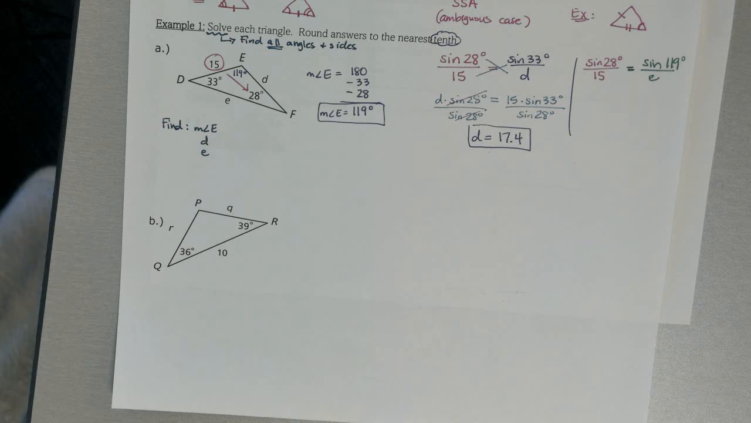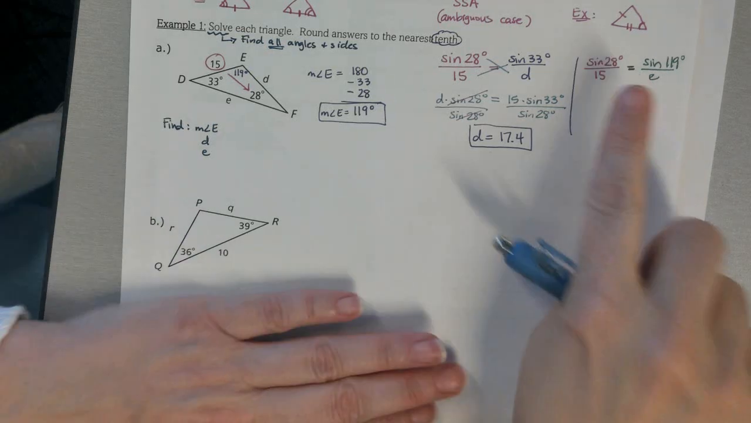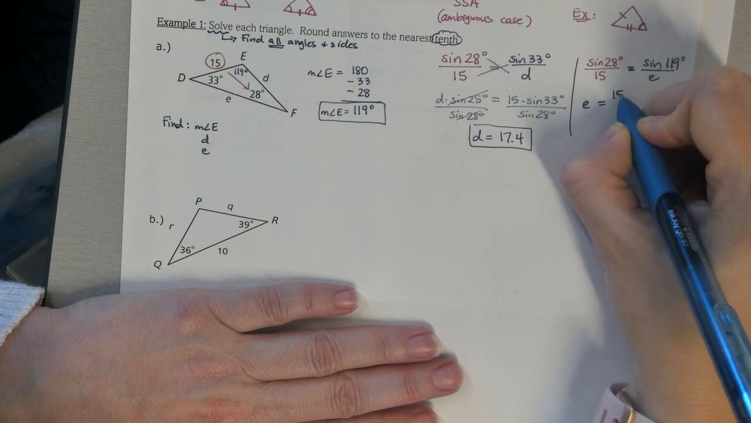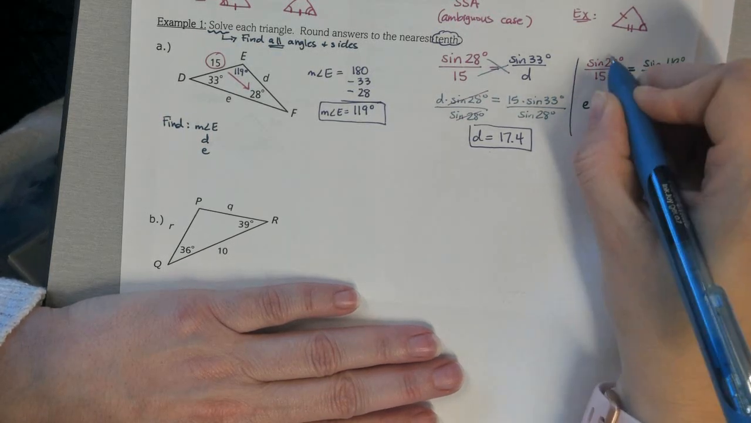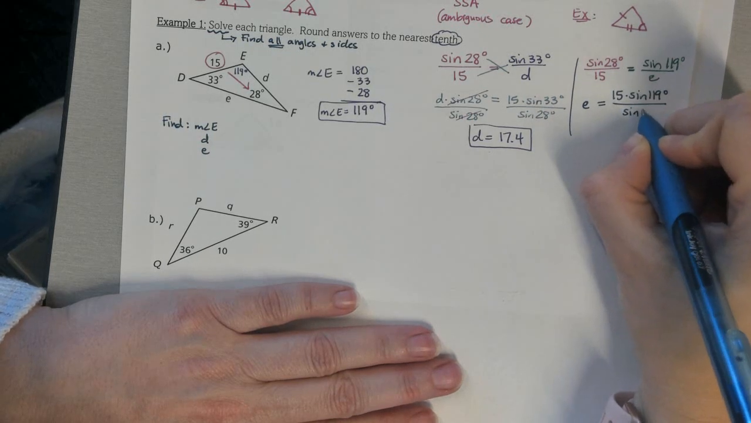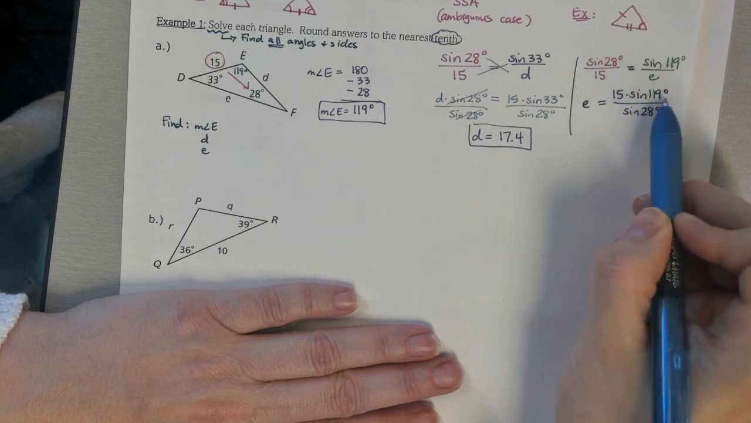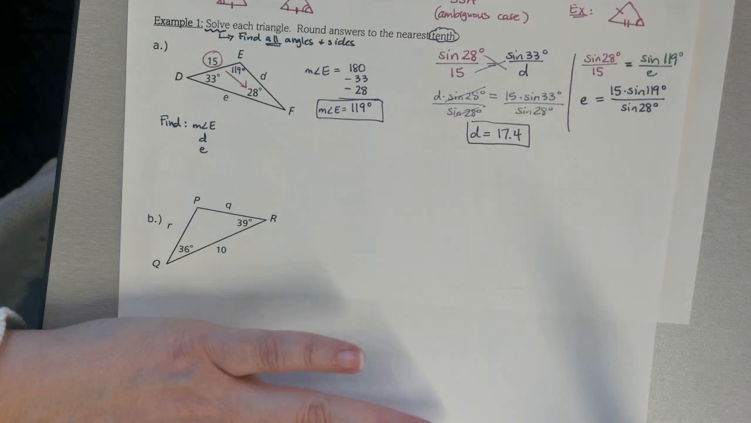And really, you're going to get so good at doing the cross multiplying that you're going to be able to go right from here to saying that E is equal to 15 times the sine of 119 degrees divided by the sine of 28. Because you're multiplying these two together, right? And then you're dividing by sine of 28.